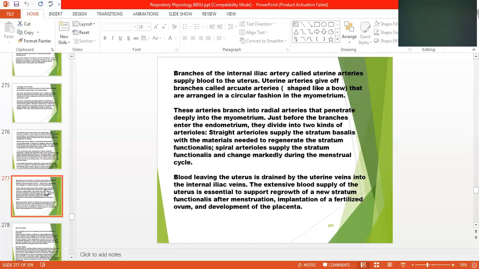Implantation of the fertilized ovum and development of the placenta. The stratum functionalis also helps implantation of the fertilized ovum in the endometrium, and also when pregnancy takes place, there is a connection between the mother and the embryo with the help of the placenta, a tube-like structure.